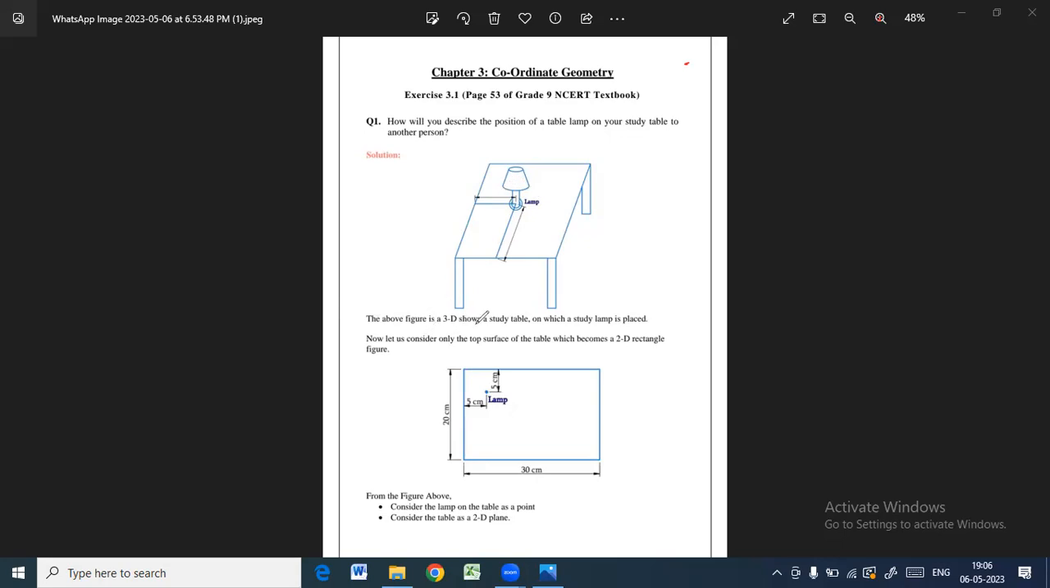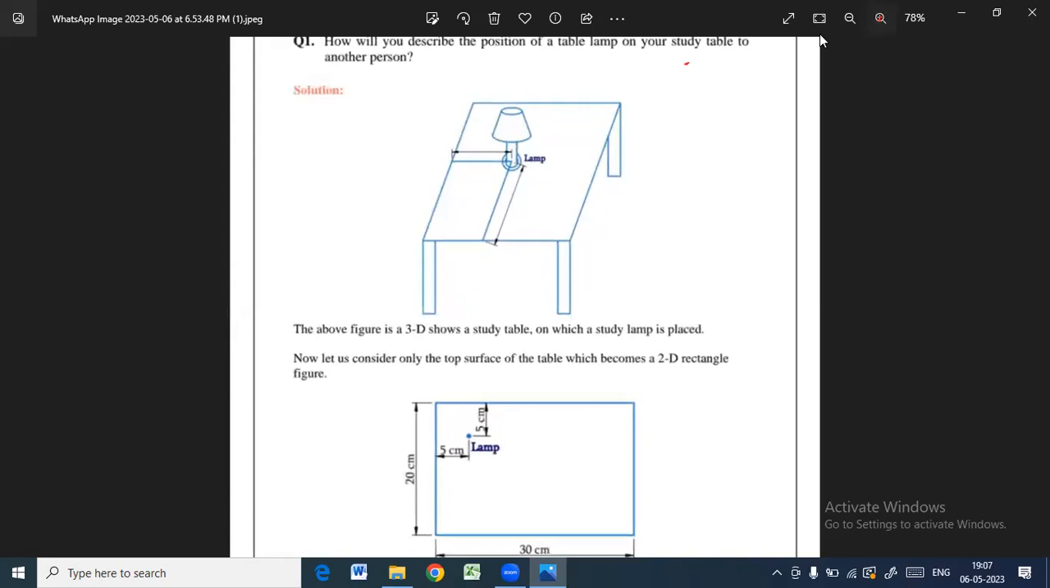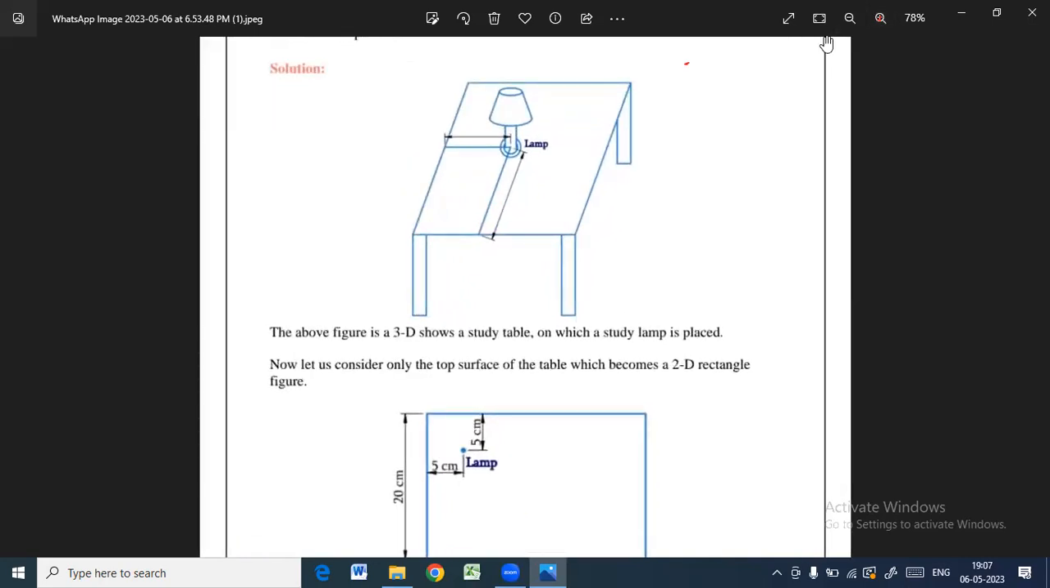Okay, the above figure is a 3D figure that shows a study table. 3D means it contains length, breadth and height. Please observe ma. The above figure is 3D, showing a study table on which a study lamp is placed.